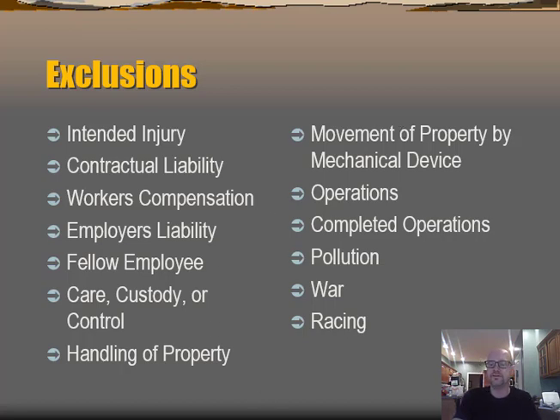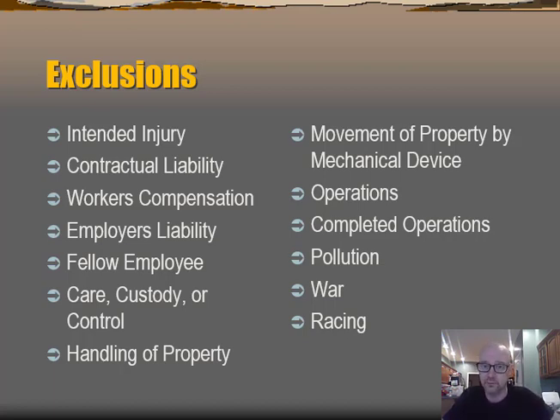A couple other exclusions just real quick. Again, movement of property by mechanical device. We're just trying to define if the auto form is supposed to cover that or if the CGL is supposed to cover it. So it's not really an exclusion so much as it is moving it to proper places, just like workers' comp. Same idea. Operations and completed operations, same thing. Those sound like CGL exposures. Those should be covered under the commercial general liability policy. So we're just defining where things ought to be covered.